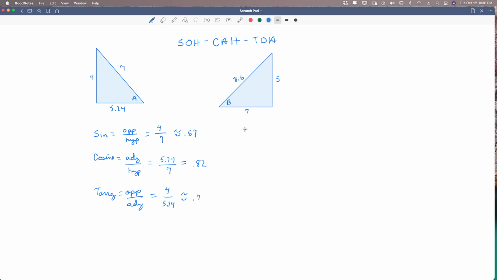So our sine is opposite over hypotenuse, so our opposite is 5 over the hypotenuse of 8.6. Our cosine, let's go ahead and do that. Our adjacent is 7 over the hypotenuse of 8.6. And our tangent is opposite over adjacent, so 5 over 7. You see these all are just proportions, and then we use the calculator to do the division. I'm going to erase that just in case.